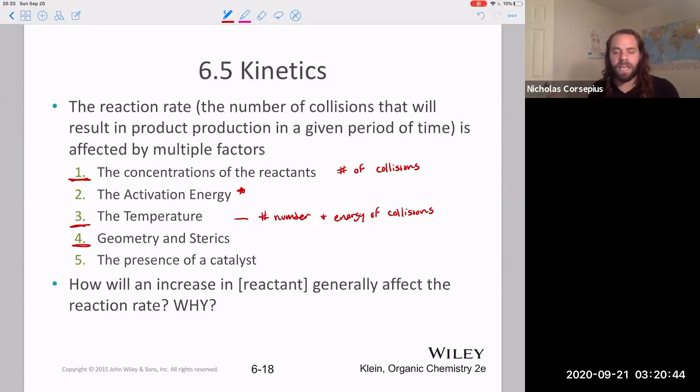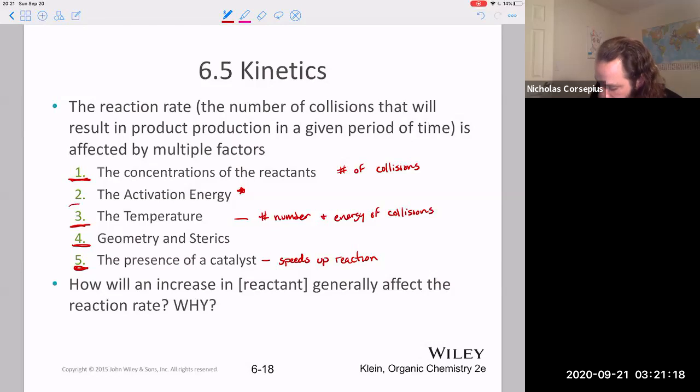Another, more complicated factor would be geometry or sterics. If the binding site or reaction site of your molecule is buried in a lot of steric hindrance, that'll just make it a slower reaction than if it's nice and exposed. And then a catalyst is a species that speeds up a reaction, and we'll see exactly how that's done in a second. So these are the factors that will influence the kinetics of a reaction.